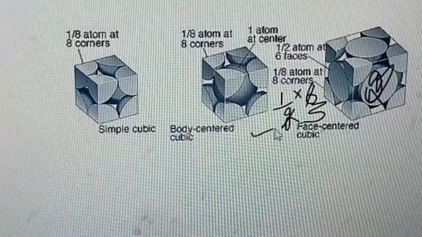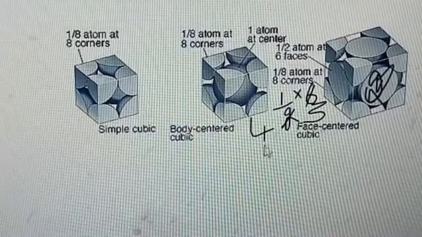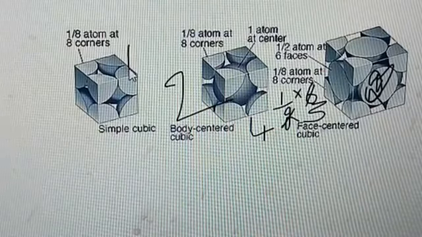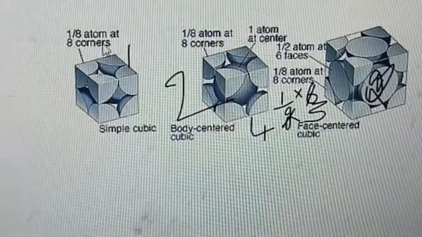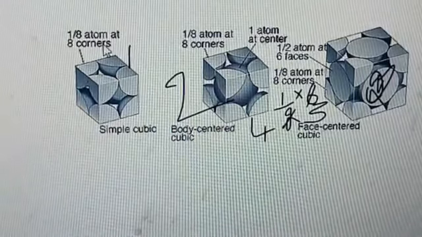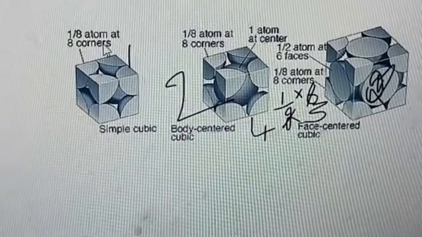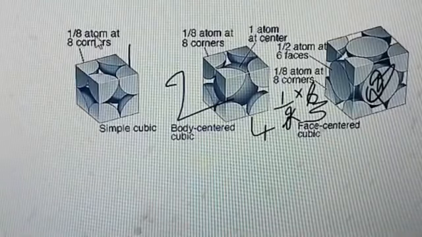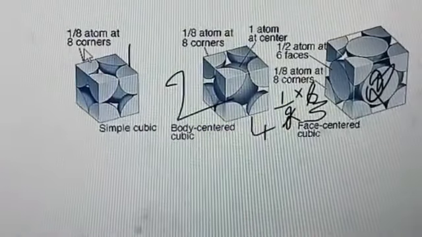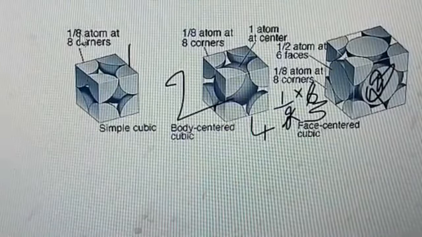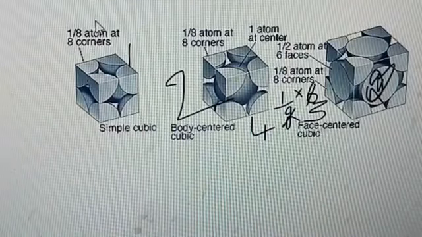How many will be present in face centered cubic unit cell? 4. Body centered 2. Primitive cubic unit cell only 1. Have you understood now? In primitive cubic unit cell, the constituent particles are present only at the corners. 1 by 8th part of each constituent particle is shared by 8 adjacent unit cells. Only 1 by 8th part of the atom belongs to that particular unit cell. 8 corners are there, so 1 by 8 into 8, that is equal to 1.